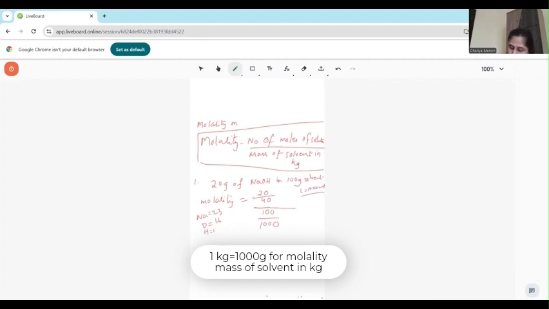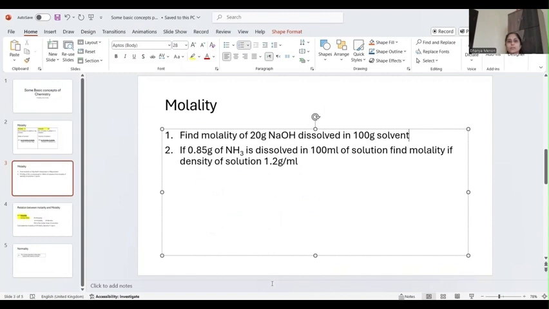So this comes to how much? If you solve it, it comes to 5 small m. You cancel the zeros, so it is 5m. This is the first question. I'll just share the question so that you can see it.